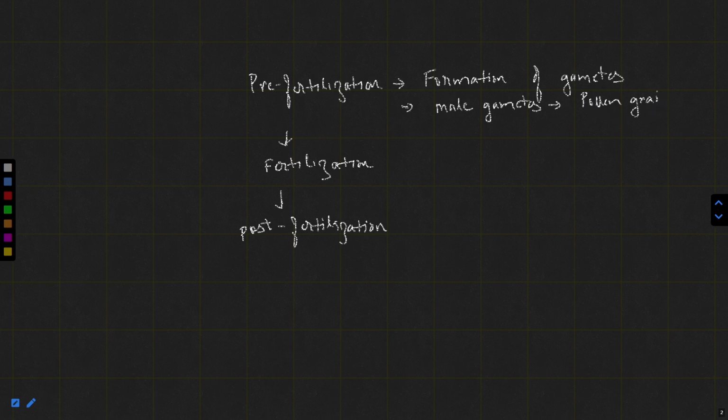So if you remember, the pollens are usually released in the two-cell stage. Okay, so there is one big cell which is known as the vegetative cell, and another one is known as the generative cell. Okay, so this generative cell further divides to form two male gametes.